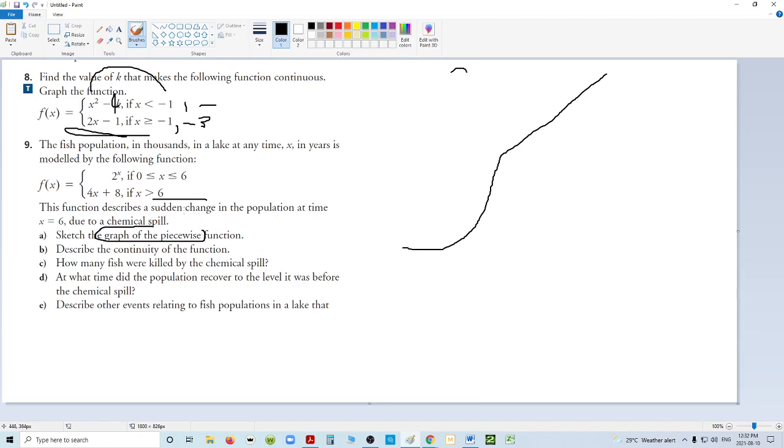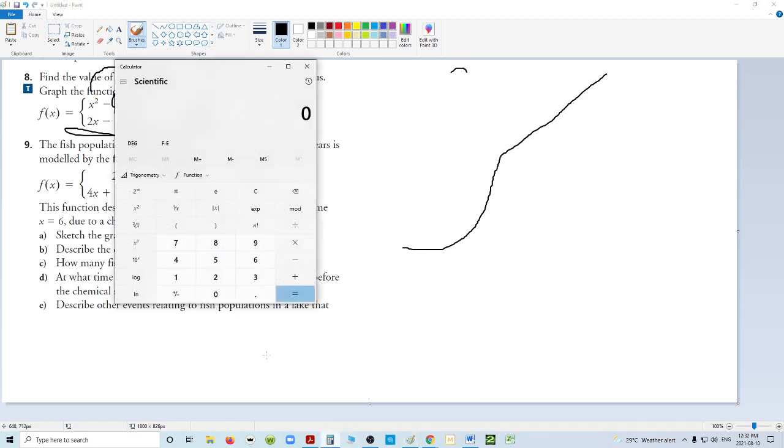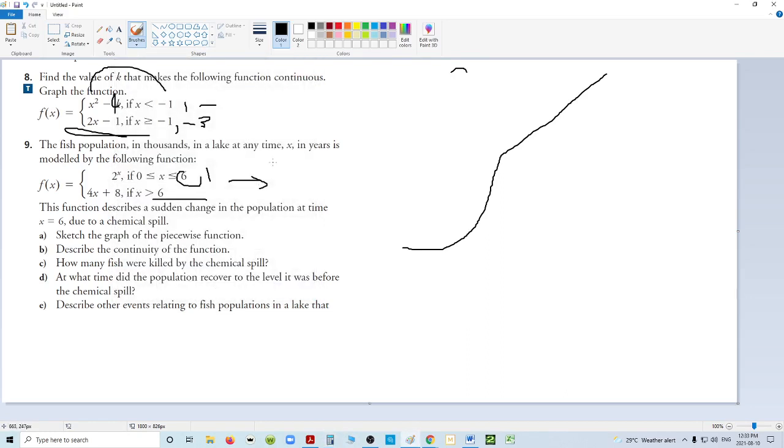Sketch the graph, okay? So where does this one end? Well, at 0, it's at 1. So y is 1. And when it's 6, 2 to the power of 6 is, get used to your calculator too, 64. So it goes all the way to 64. The question is, does this start at 64? Probably not. So at 6, we get 4 times 6, 24, plus 8. It's 24 plus 8, 32. So it doesn't look like this. It's a normal growth function until it hits 64,000 fish. Probably it's based on thousands of fish, not just 6 fish.